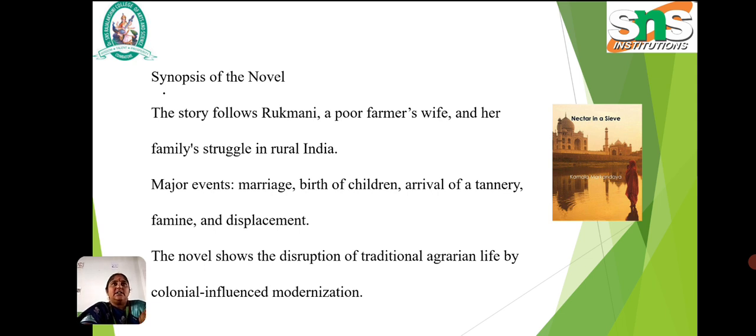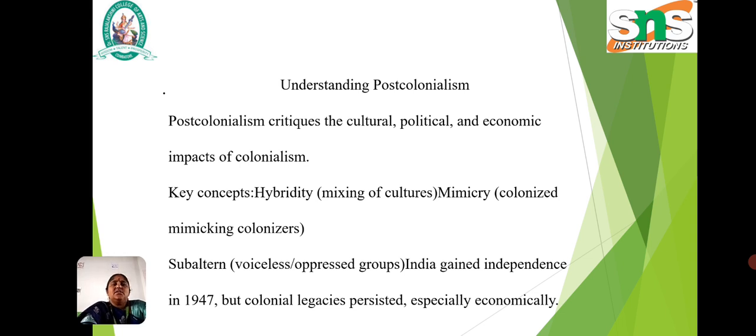The novel shows the disruption of traditional agricultural life, which was affected by a tannery, and the tannery is a representation of colonial-influenced industrialization or modernization. So, understanding post-colonialism: what is post-colonialism? Post-colonialism talks about the impact or aftermath of colonialism and how it affected the cultural, political and economic background of the country.